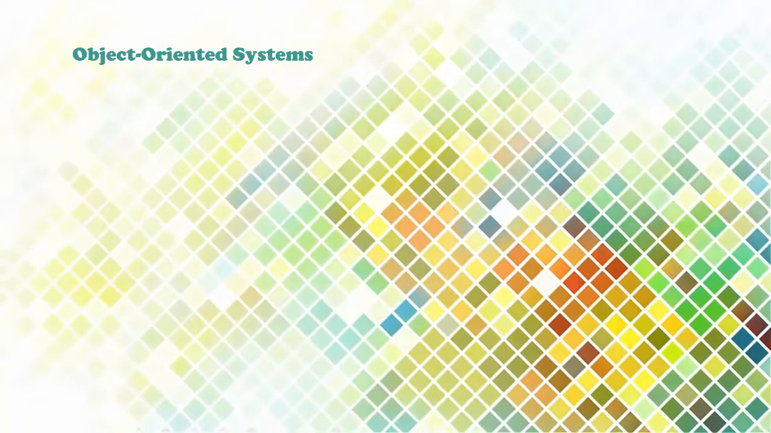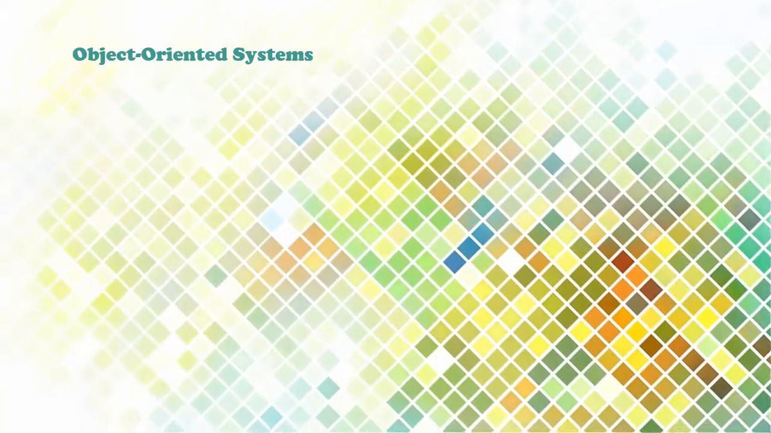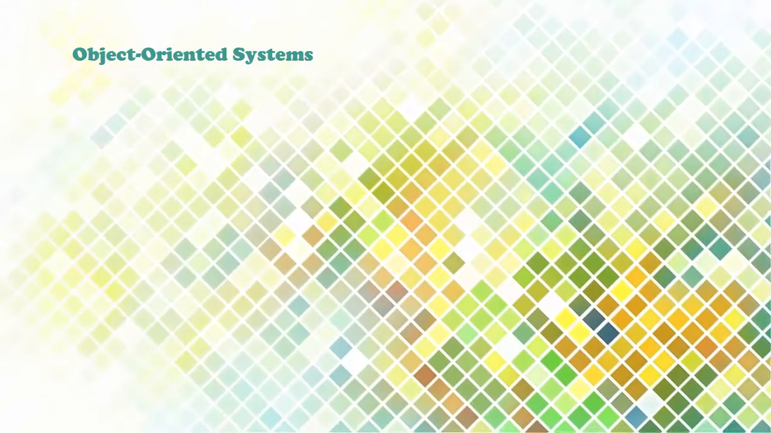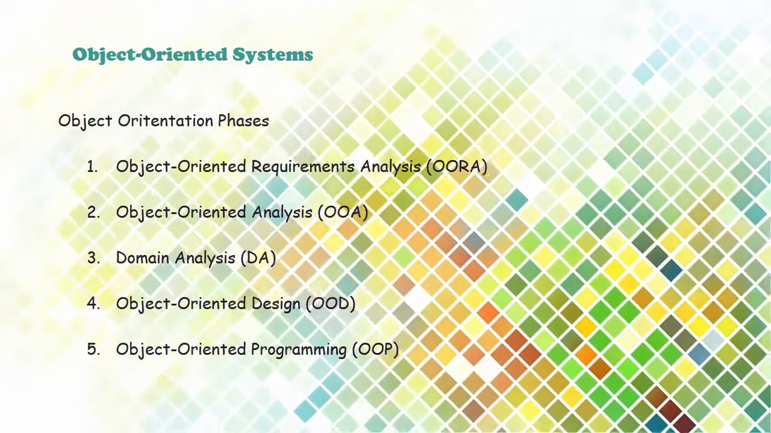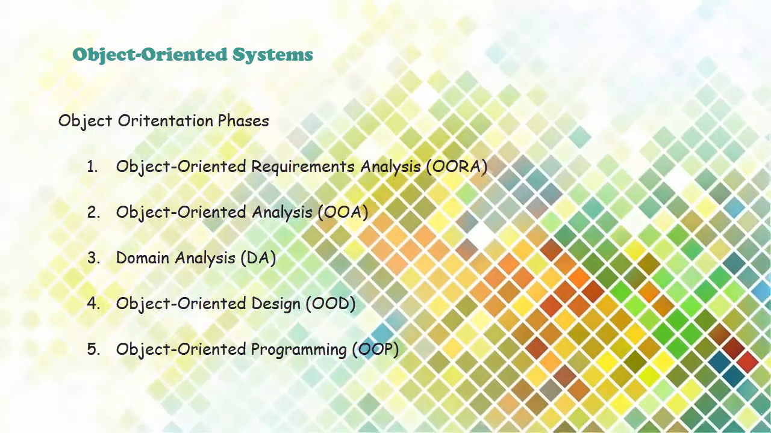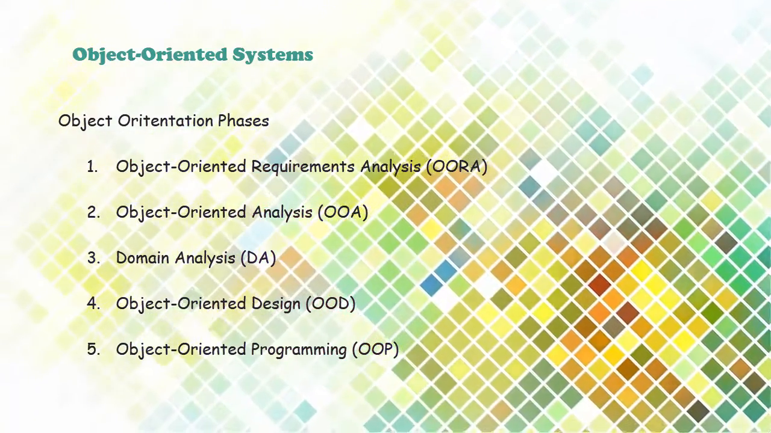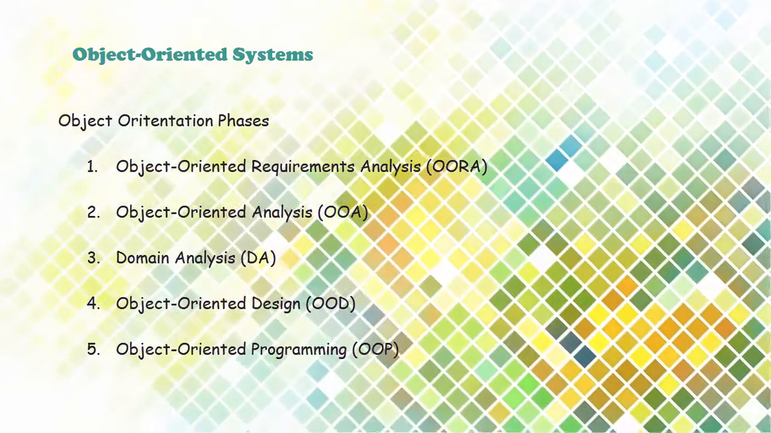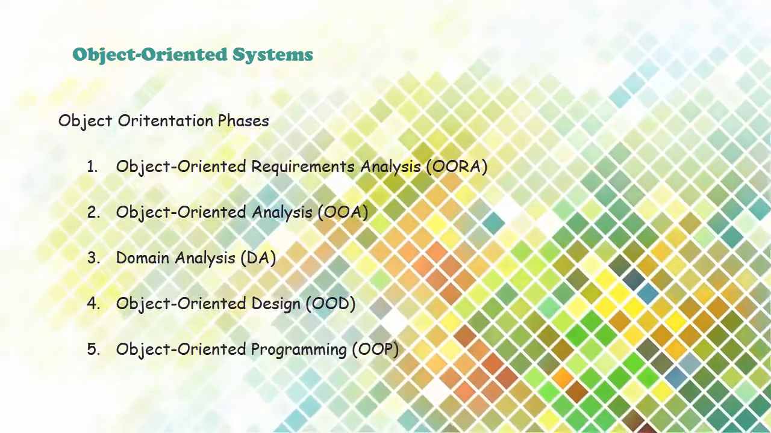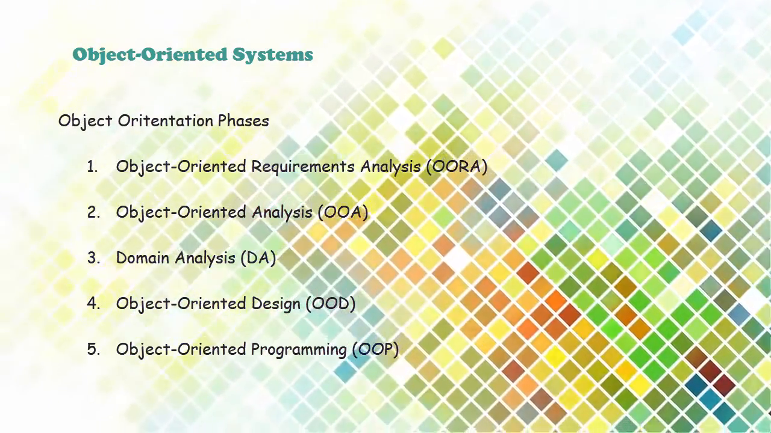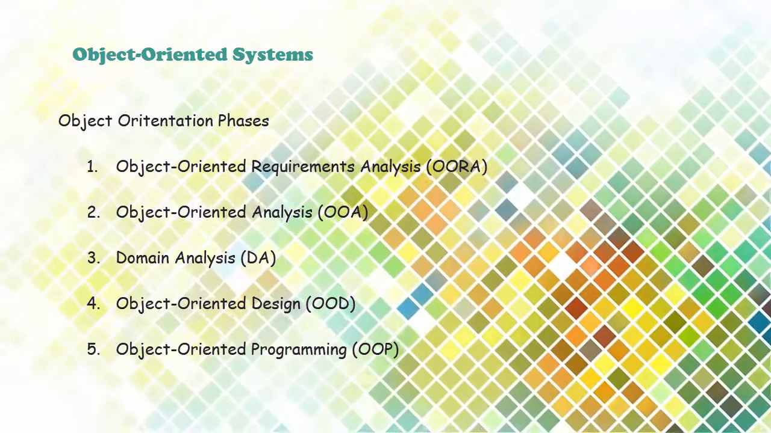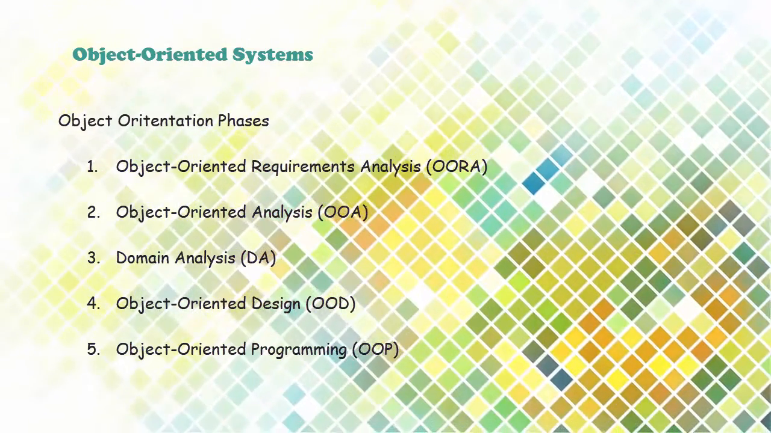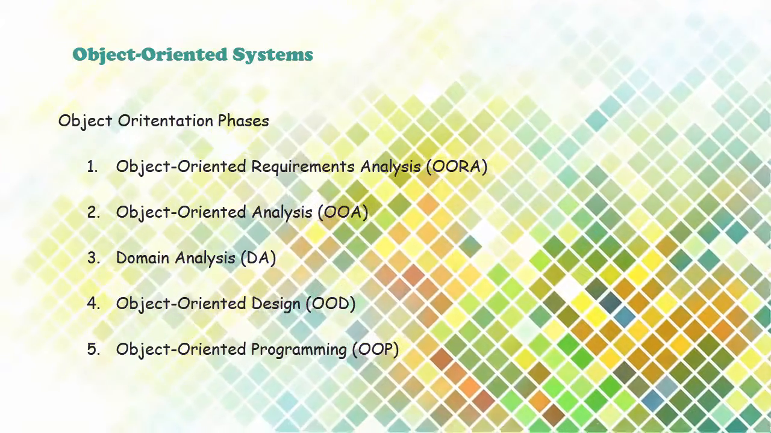So relative to the software development lifecycle phase, object orientation is applied in different phases. The first phase is object-oriented requirements analysis, which basically defines classes of objects and their interactions. The second phase is object-oriented analysis, in terms of object-oriented concepts, understanding and modeling a particular problem within a problem domain.